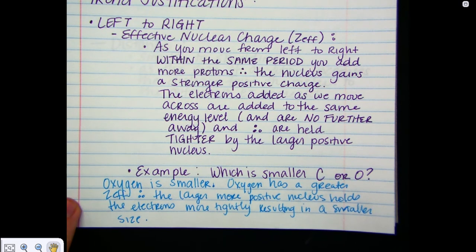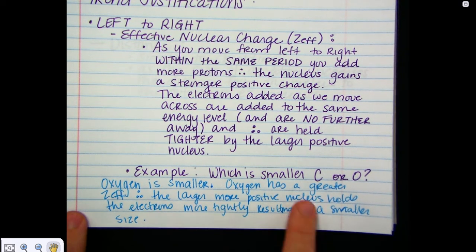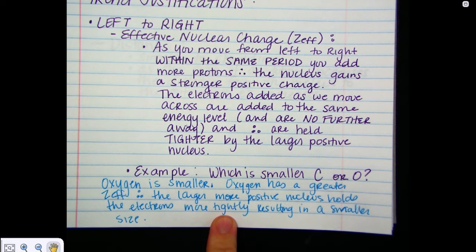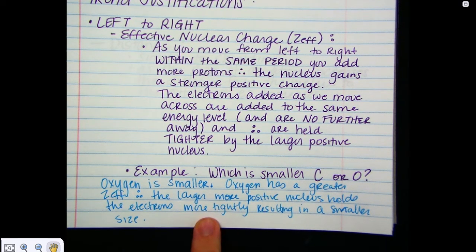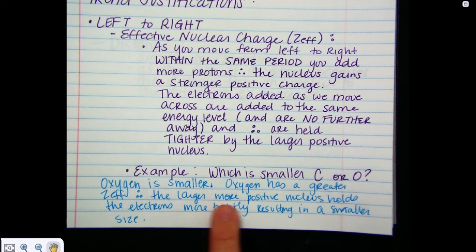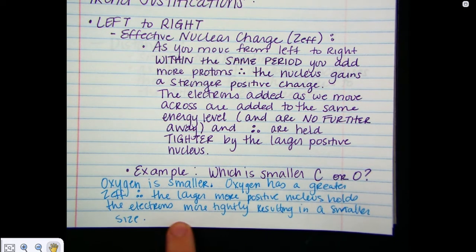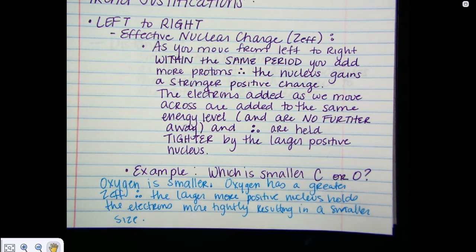We could also change this and say which of these has the largest ionization energy. So it's still going to be oxygen, and the answer is still going to be ZEF. But when I talk about energy, I need to make sure that energy is a part of my justification. So how would I change this if I was talking about energy versus size? I would say oxygen has a greater ZEF. Therefore, the larger, more positive nucleus holds the electrons more tightly. And here's where you bring in the energy piece, requiring more energy to remove that outermost electron. That's what I would need to say if this was a question about ionization energy.